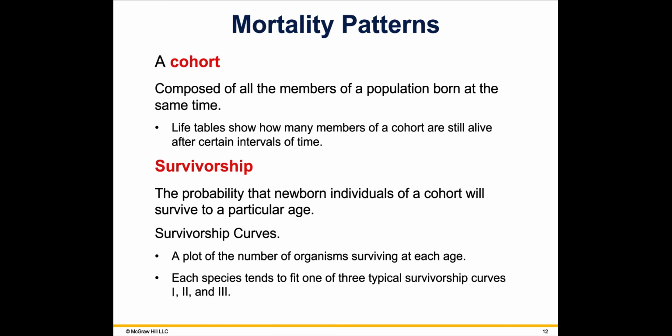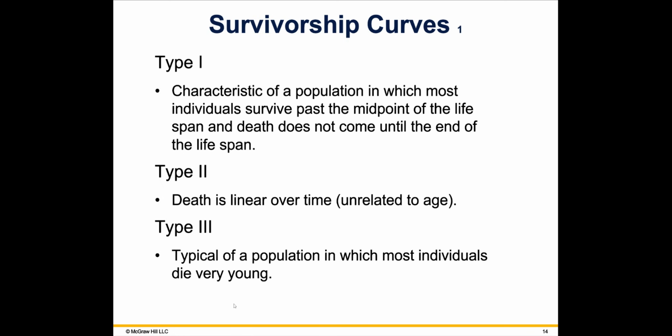Then there is survivorship. Survivorship is the probability that a newborn in any cohort will survive to a certain age. And we can take into account these life tables and we make survivorship graphs or survivorship curves. So we are going to plot the number of living organisms at each age. And we really see three survivorship curve patterns. So let's take a look at those.